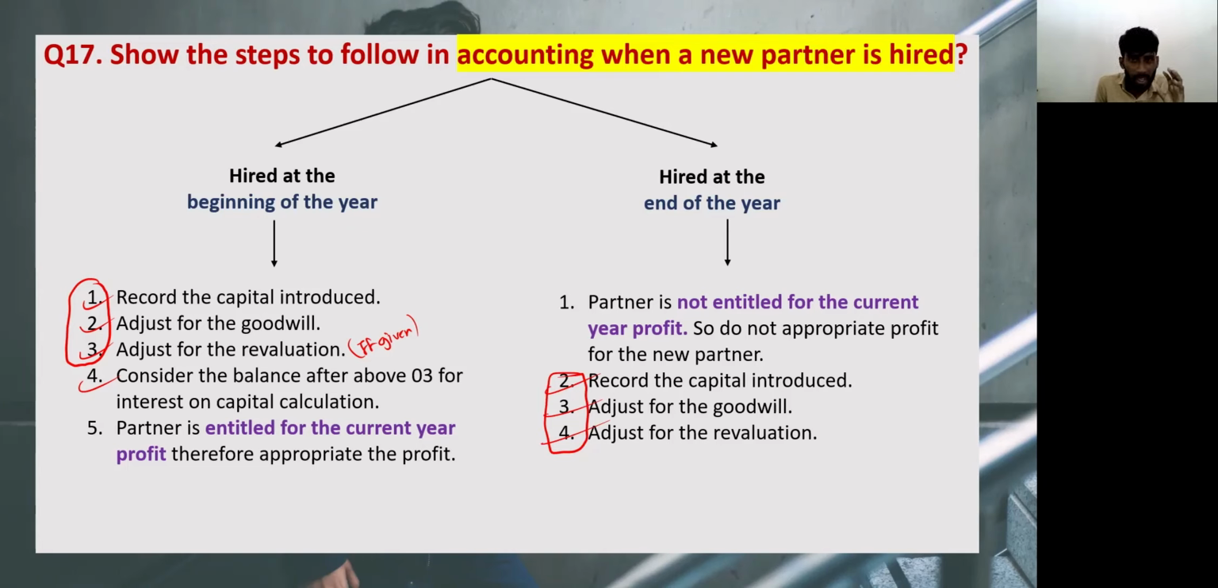The other key point is, if the partner is hired at the beginning of the year, then we need to pay interest on capital, or we need to pay the profit. If the partner is hired at the end of the year, we do not need to pay the profit. Done.